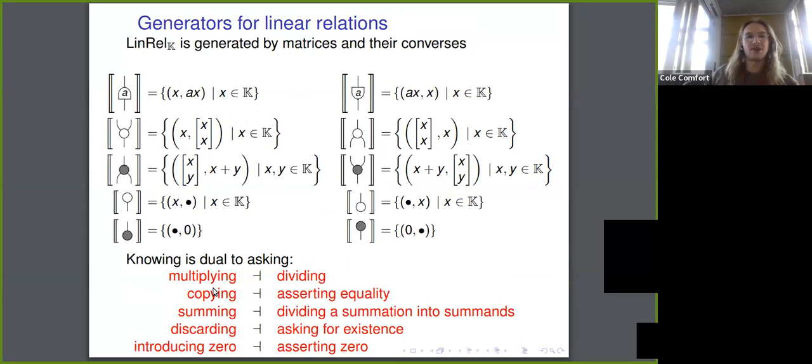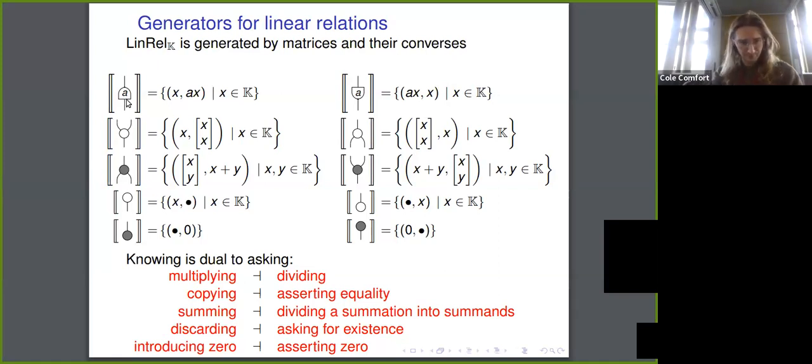Yes. And in fact, linear relations are generated by matrices and their converses. So on the left-hand side, I have the matrices. And then on the right-hand side, I've drawn everything flipped upside down, which is interpreted as the converse relation of the matrices. And broadly, there's this pattern here, which is a duality in this prop, which I think is very conceptually important and deep: whenever you have something on the left-hand side, which is kind of like knowing that something is true, this functional thing, then this is always dual to asking that the thing on the other side holds.